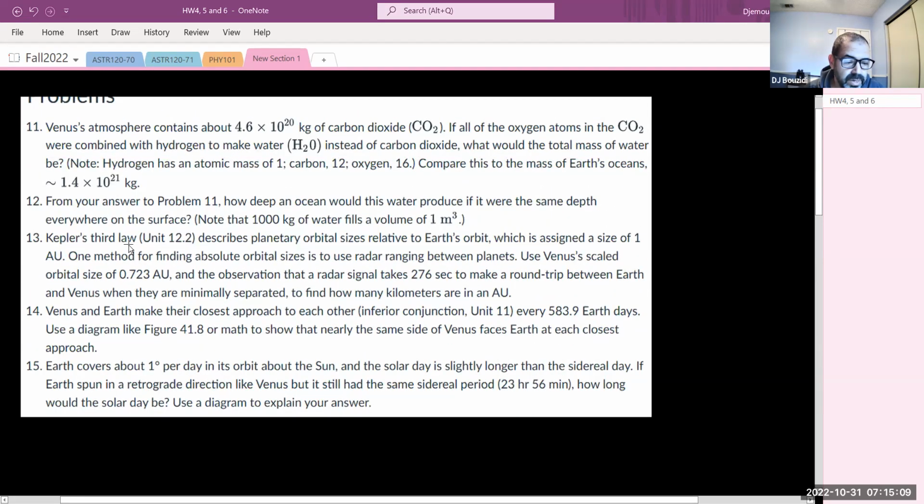Problem 13 says Kepler's third law from unit 12 describes planetary orbital sizes relative to Earth's orbit, which is 1 astronomical unit. One method of doing this is to use radar ranging between planets. Basically, you send the radar to Venus and it bounces back. You're going to take the time it takes.